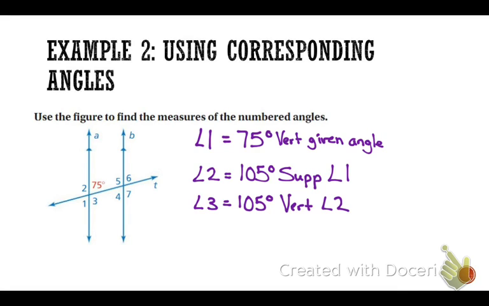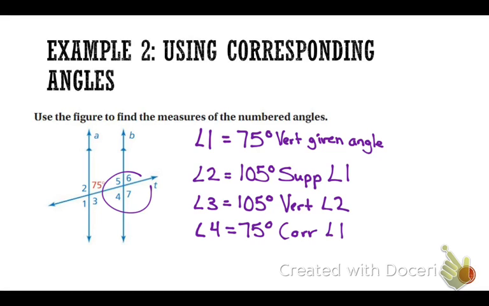Okay, so now angle 4. Angle 4 is what? It's corresponding to which one? 1. So what is the angle measurement? 75. 75, because it corresponds with 1. Jason asked me, and I thought it was a really good question. He said, on all of these angles, 4, 5, 6, and 7, could I say corresponding as the reason for all of them? As long as I match it with the right angle?